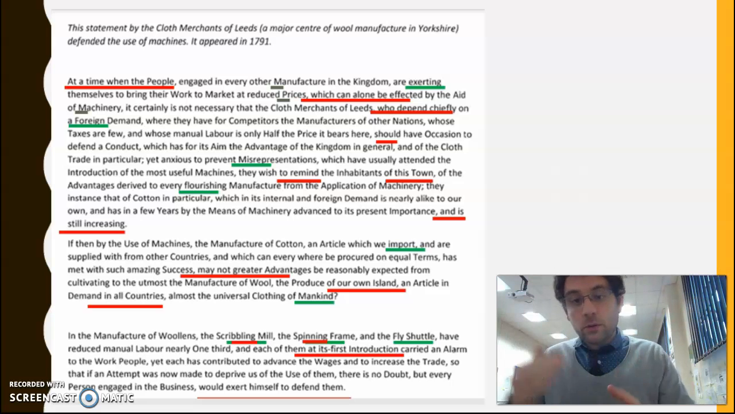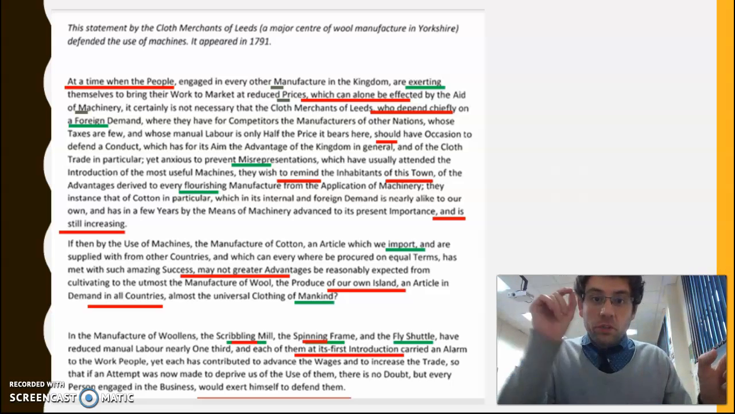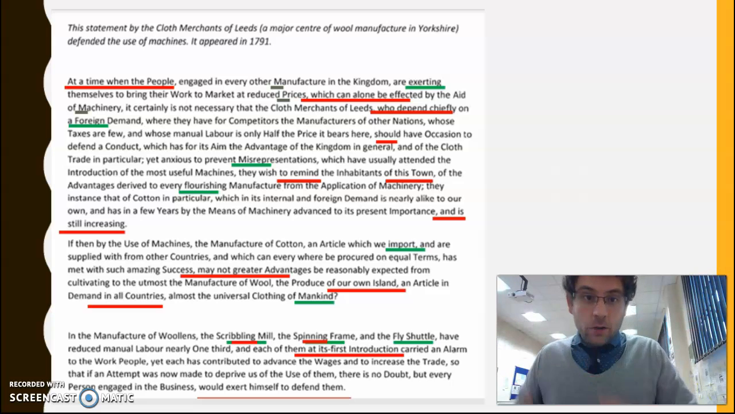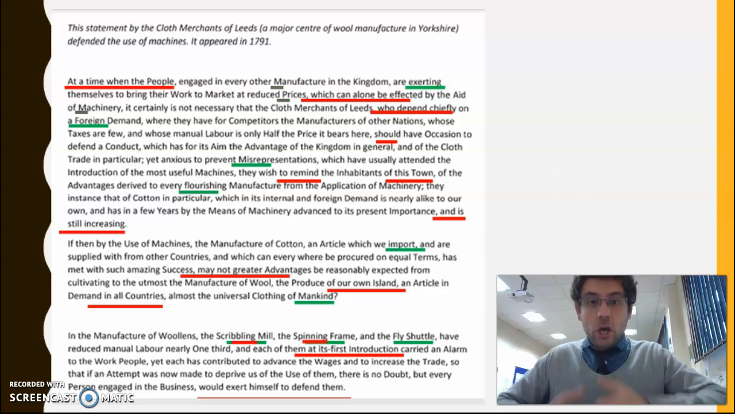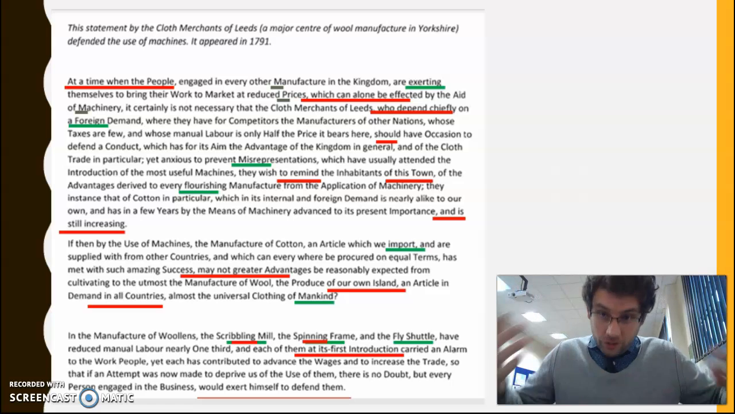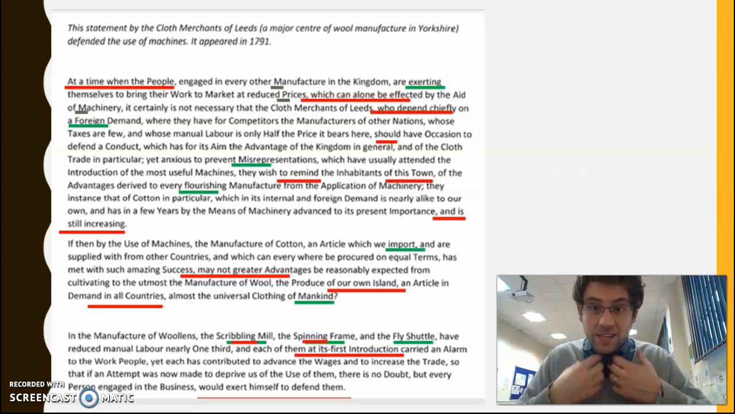We get a relative clause later. Who or which is a good sign of a relative clause. The prices which can alone be affected by the aid of machinery. So he qualifies those prices, and then the relative clauses work like adjectives that describe nouns. Those nouns are described as they can alone be affected by the aid of machinery. It shows the urgency basically of how machinery improves the prices and improves the economy. So we're getting that foregrounding of the economic good.